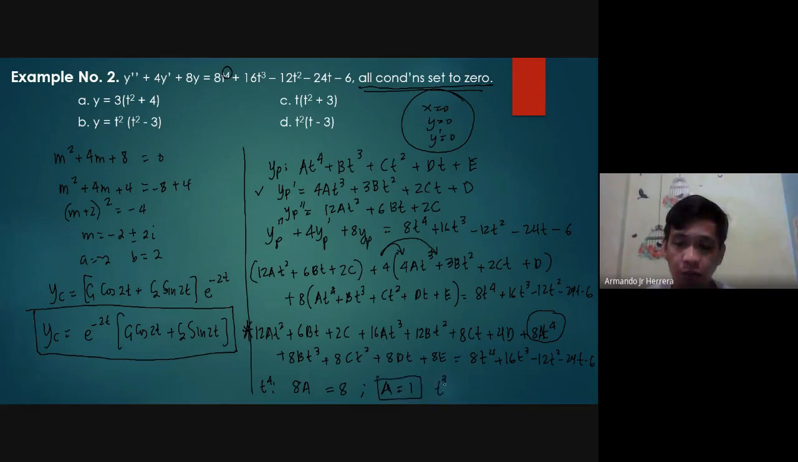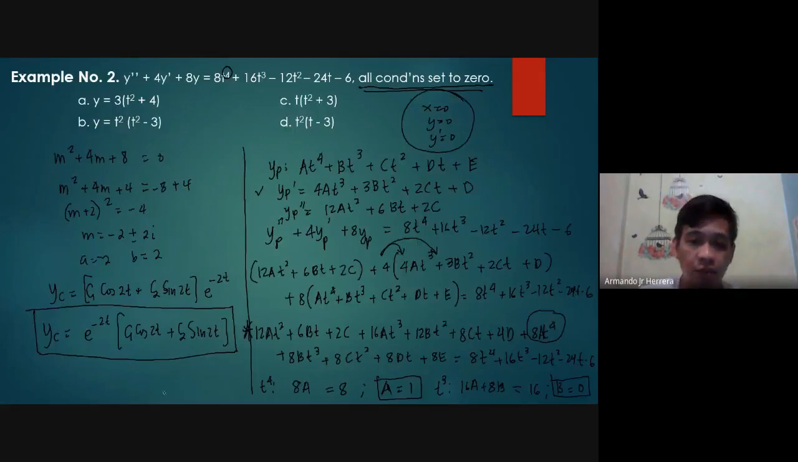Then t cubed. Lahat ng t cubed dito, wala 16a, 8b, 8b equals 16. So since a is equal to 1, 16 times 1 is 16, transpose b is 0. So the value of b is 0.